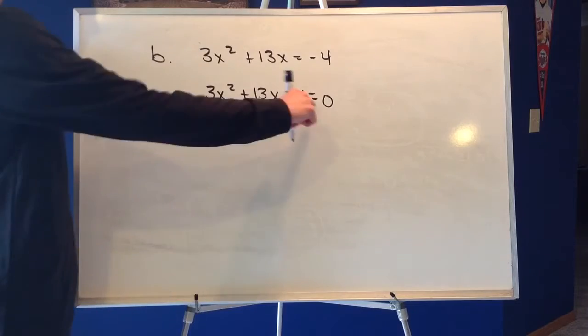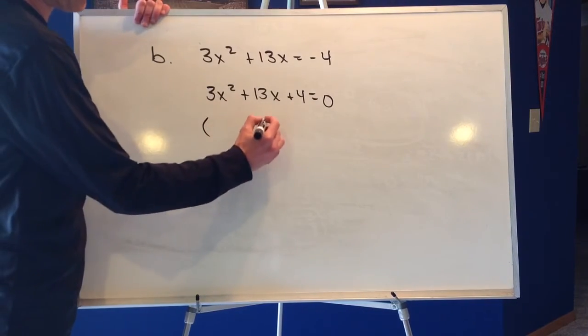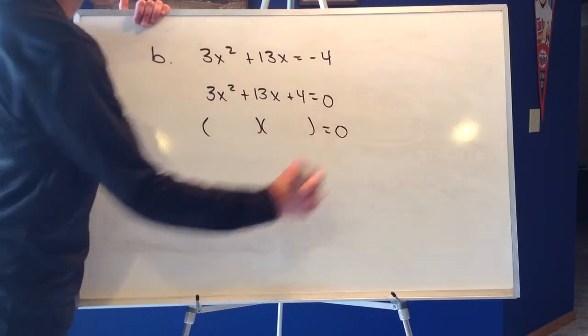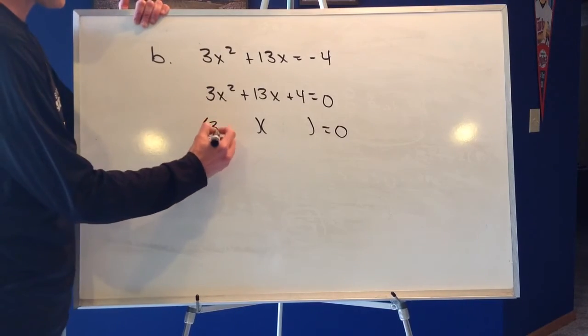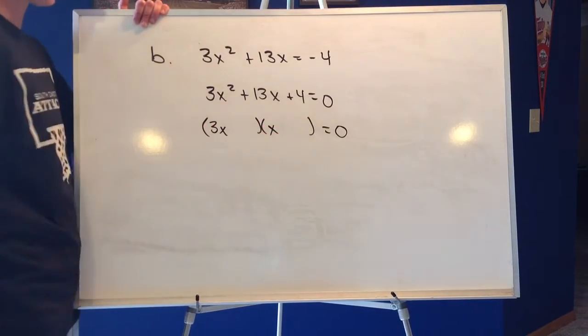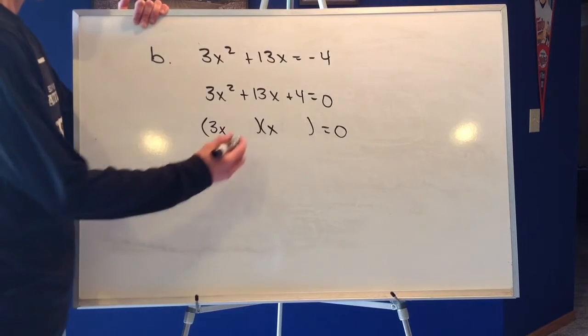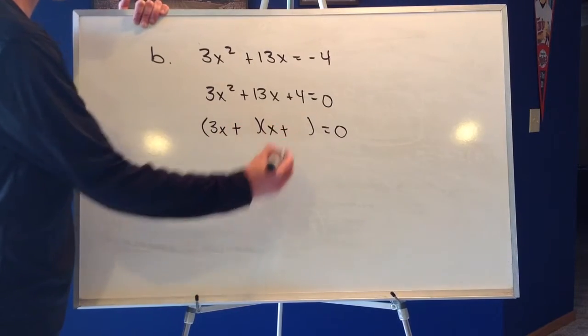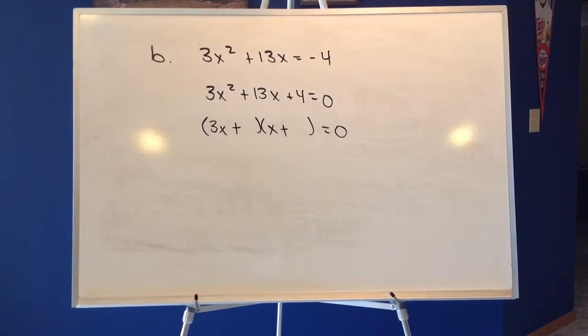Okay, so again, look for a GCF, and we don't have one, so we'll go ahead and factor. 3 is prime, which, remember, is nice, because then 3 and 1 are our only options. Both signs would be positive. And we've got the option of 4 and 1 or 2 and 2. So again, you'd have to try it out.